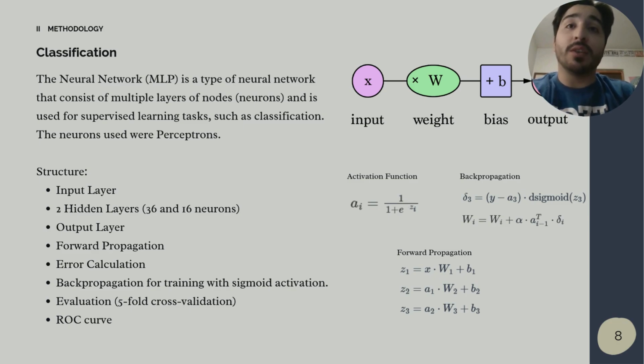Their learning was done with forward and back propagation as well as error calculation. The training was used with a sigmoid activation, a sigmoid formula, and then after training and prediction, the evaluation was done with a five-fold cross validation in between neurons, as well as an ROC curve to assess the accuracy of our model. These models basically work with an input, a weight and a bias that decide whether the attention is there or not, and then an output deciding whether there was attention or not.